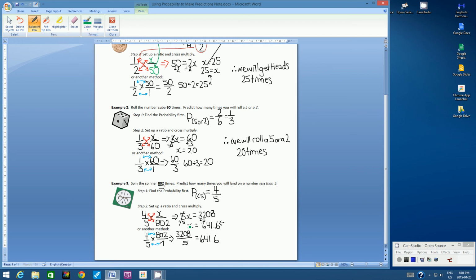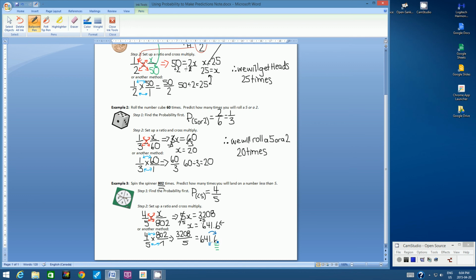Okay, so when we answer these predictions, we don't want to have any decimals, so we have to do a little bit of rounding. I know, you're going to have to do it. Okay, so we're always going to round to the nearest ones column. So the ones column has to be the last column because we want a whole number. So in order to do that, we have to look at the tenths column.